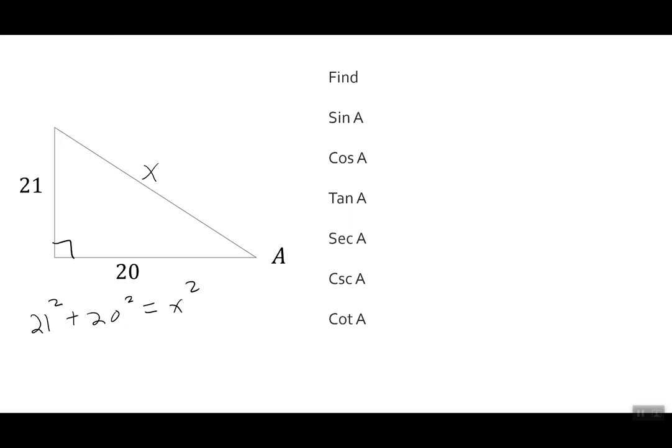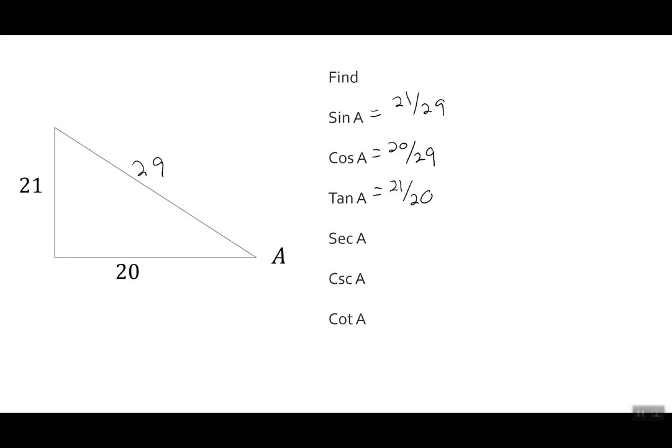So I grab my calculator, 21 squared plus 20 squared is equal to 841. And then I'm going to take the square root. The square root of 841 is 29. Now that I have all 3 sides, I'm ready to find the ratios. Sine of A is the opposite, 21, over the hypotenuse, 29. Cosine of A is the adjacent, 20, over the hypotenuse, 29. And tangent of A is the opposite, which is 21, over the adjacent, 20.